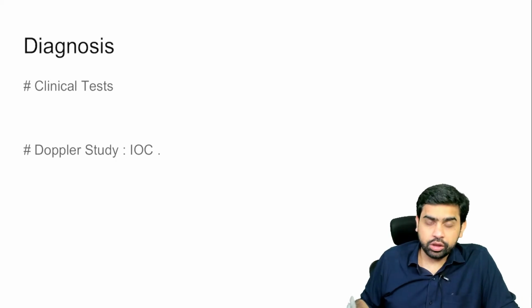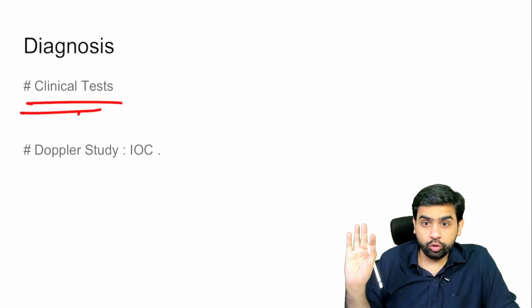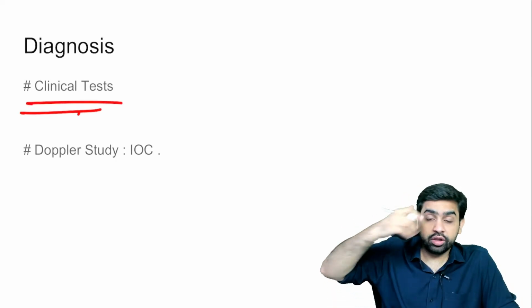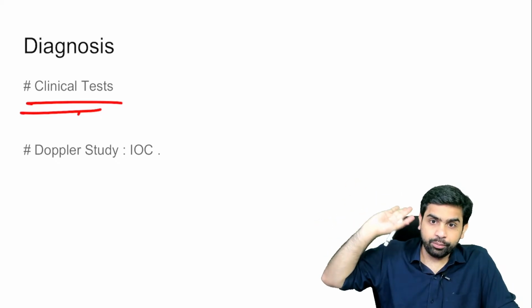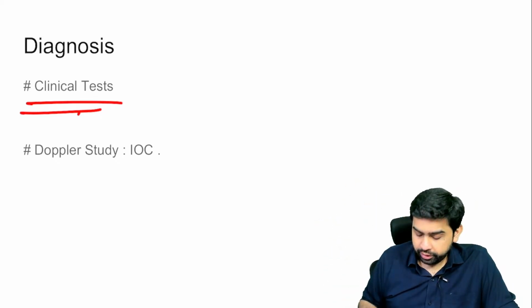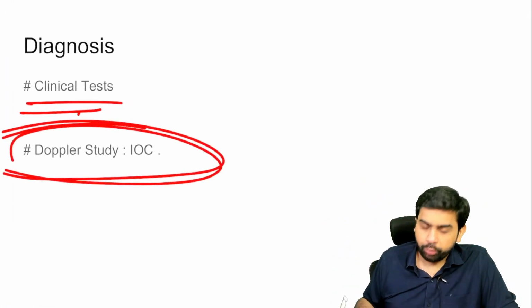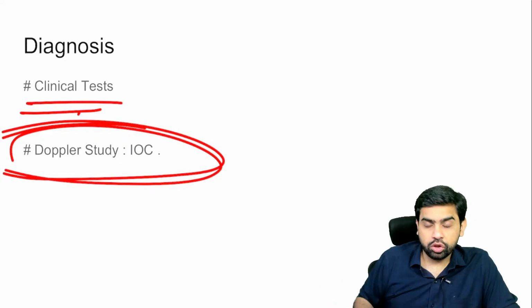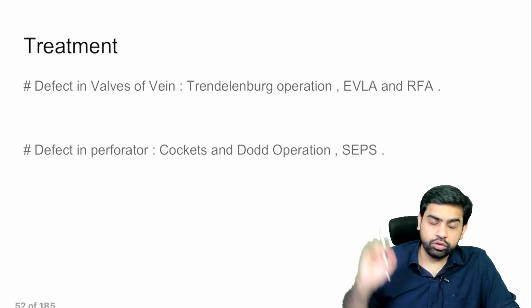What about the diagnosis? You can have a clinical test. Let's not go over there. There's the Brodie-Trendelenburg test, and we have the Perthes test, and there are n number of other tests. But the investigation of choice is a Doppler study, the duplex scan Doppler study, which we just saw in the DVT, the same kind of thing which is used over here.